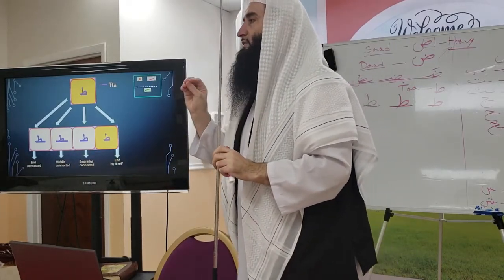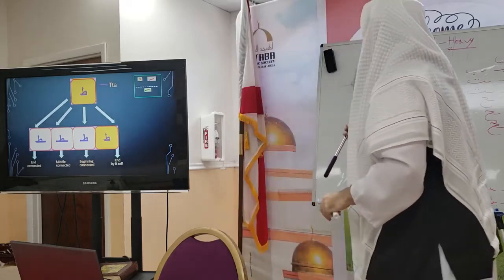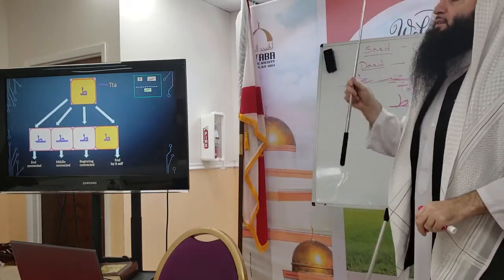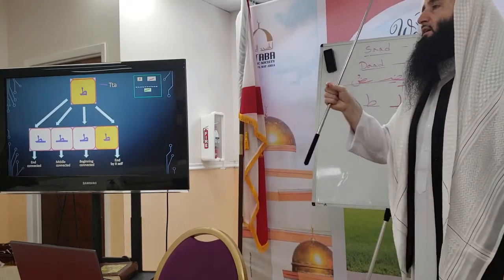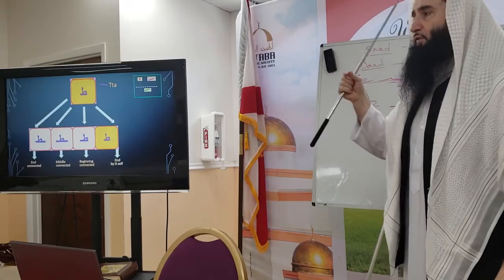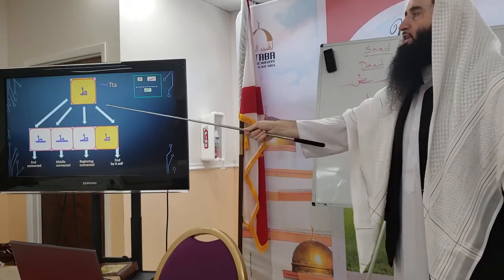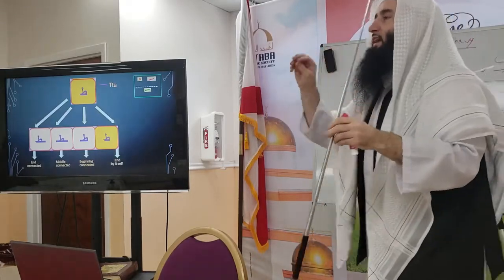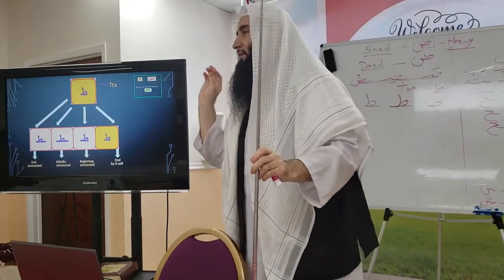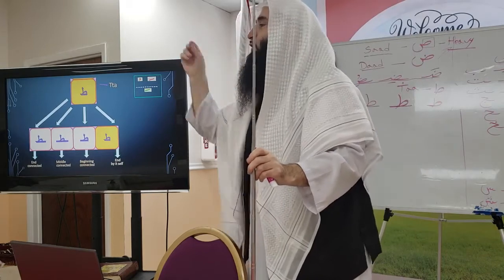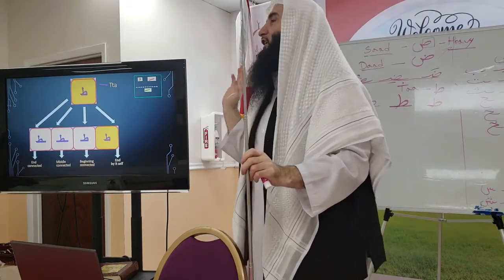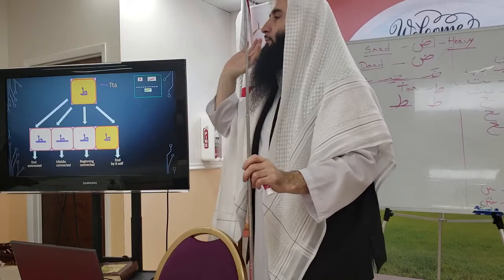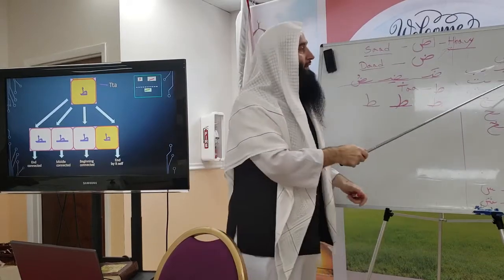So some letters, when you put the symbol, they change the name. From the Sad become Sa. From the Dad become with Fatha, Da. But this one, Ta, is the name. You put Fatha, it's still Ta. So it's more coincidental. You put Kasra, it is Ti. Dhamma, Tu.